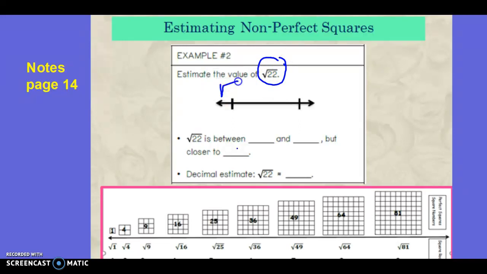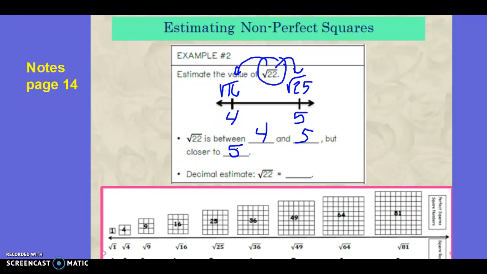So just below that, on my list of perfect squares, I have the square root of 16. Just above that, I have the square root of 25. The square root of 16 is the number 4. The square root of 25 is the number 5. So therefore, I know the square root of 22 will be a number between 4 and 5. Well, which one is it closer to? Well, the number 22 is closer to 25. It's only 3 spaces away. It's 6 spaces away from 16, because 22 minus 16 is 6. So since it's closer to the square root of 25, we say that it's going to be closer to 5.